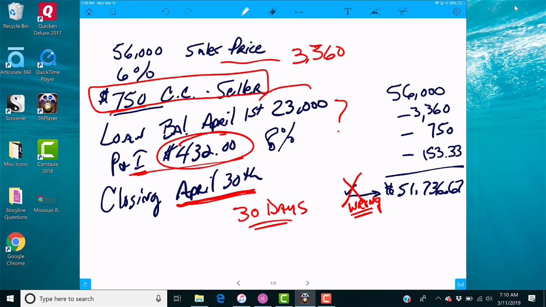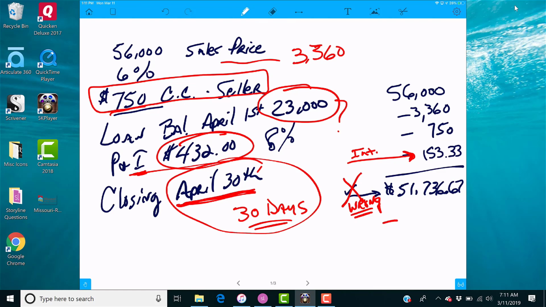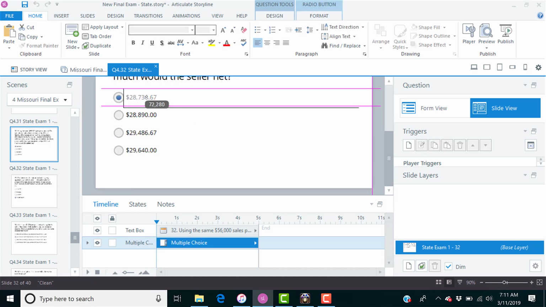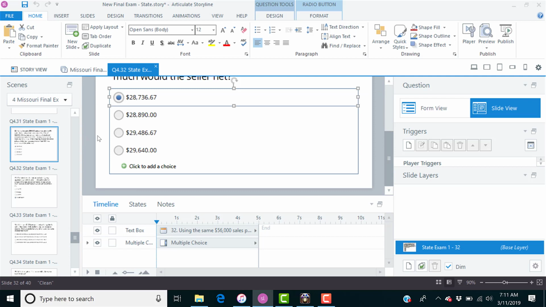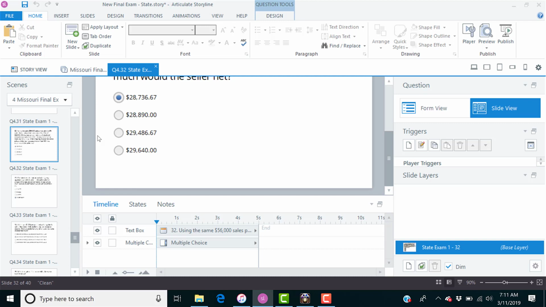Why? Because we have a $23,000 loan balance. Remember, this right here was just the accrued interest, the interest that was due on the day of closing, 30 days of interest. We still need to subtract the $23,000 loan balance. So when I subtract 23,000, I get an answer of 28,736.67. That is the correct answer. So when we come over here and I come down, you can see the correct answer is 28,736.67.